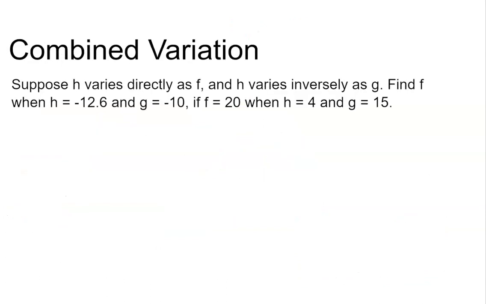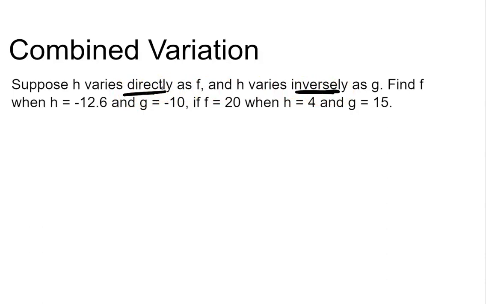In our last example, we're going to look at combined variation. Combined variation uses a combination of direct, inverse, and or joint variation. So in this example, I have direct variation and I have inverse variation.